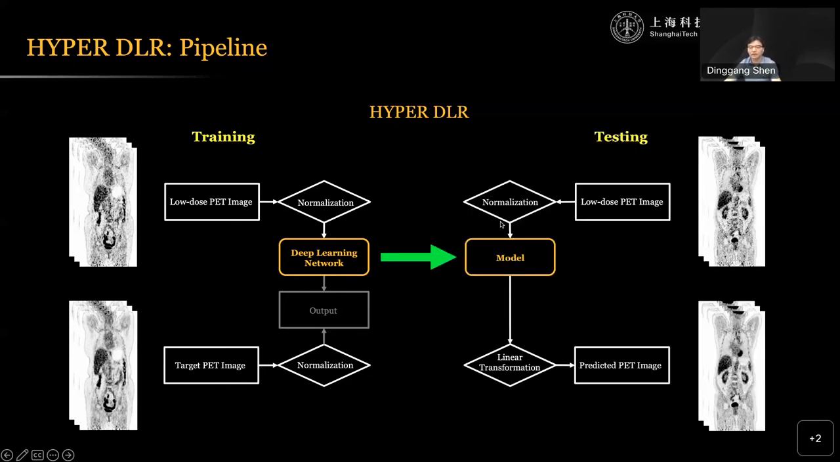In the testing stage, again, we acquire a low dose PET image, and we do the similar normalization as we did for the training. Then we use the model we already trained in the training stage, and we can output the standard dose PET image, or standard PET images. So this is the framework.